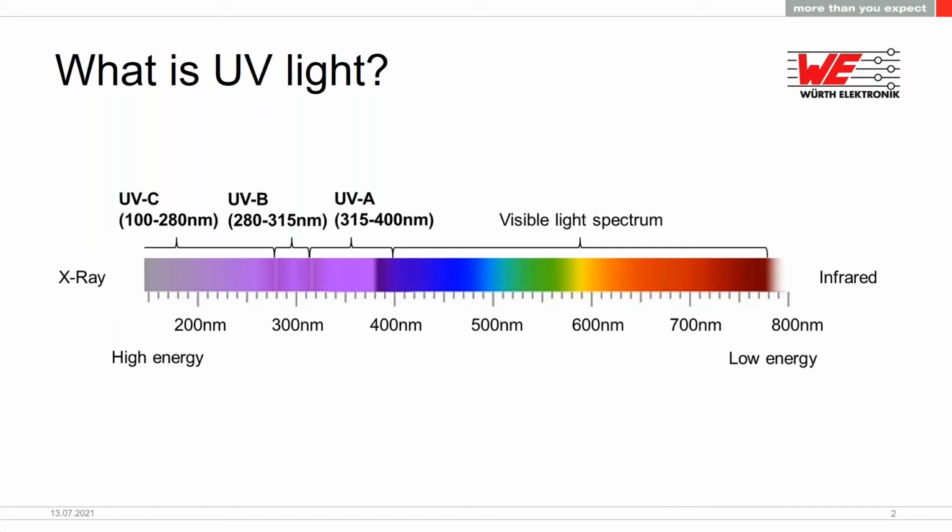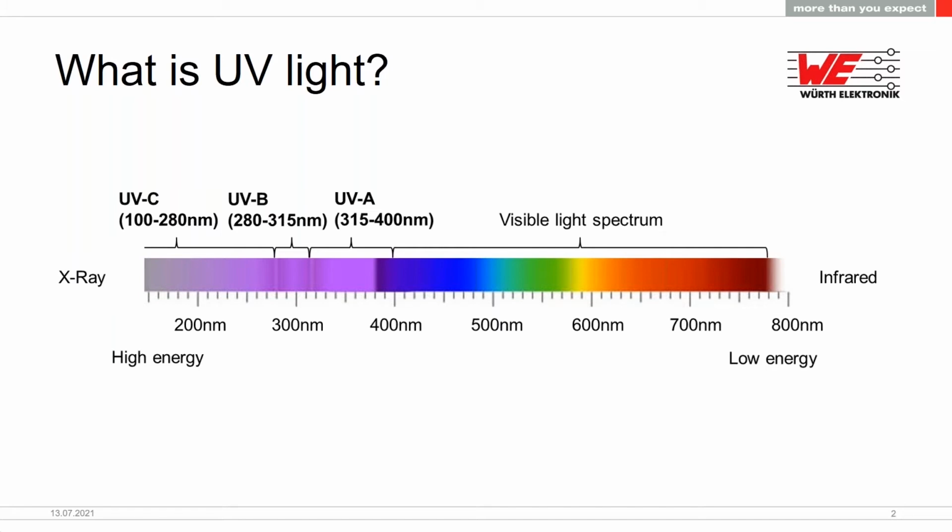This UVC is the wavelength that is typically used for disinfection. The UVB is used for horticulture and also some phototherapy applications, but I will show you a little more on this later. And UVA is mostly used for horticulture and curing.